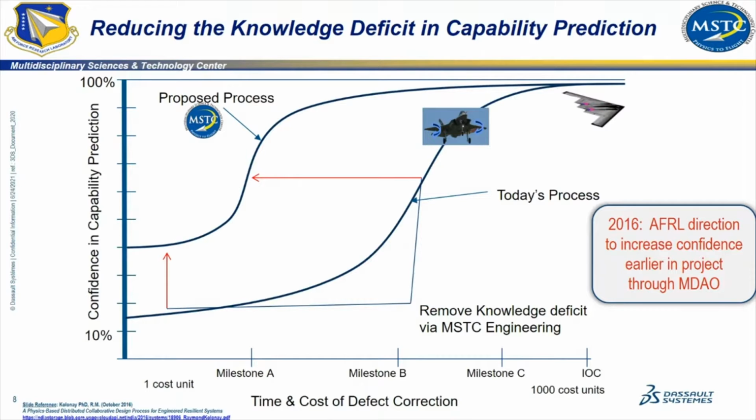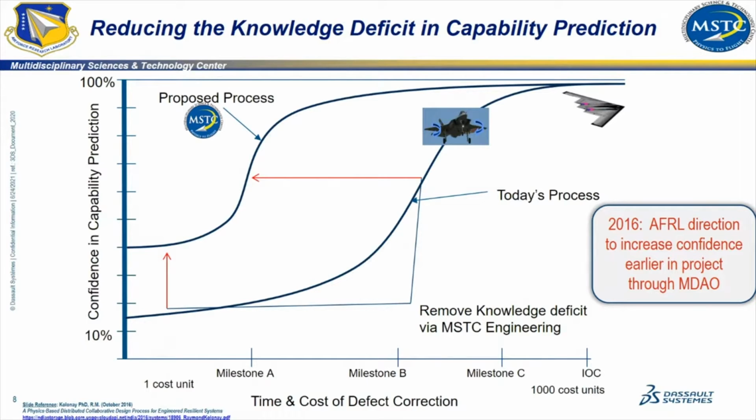So conventional product development really relies heavily on physical prototypes, first articles, and production vehicles to develop confidence in system performance and reliability. But this incurs significant cost and delay to address problems because they have to be fixed in vehicles that have already been designed, released, and manufactured.